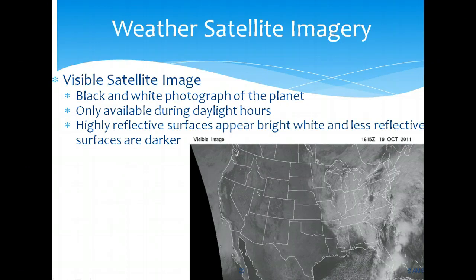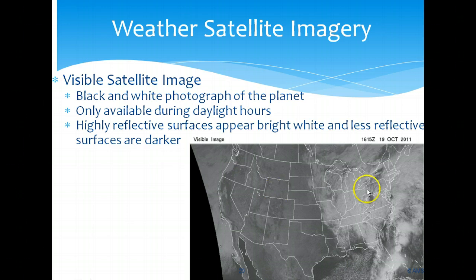Visible satellite image gives us black and white photography of various parts of the planet. The problem with that imagery is that it's only available during daylight hours, but it does give us some very, very good information. We know that highly reflective surfaces appear bright white and less reflective surfaces are much darker.